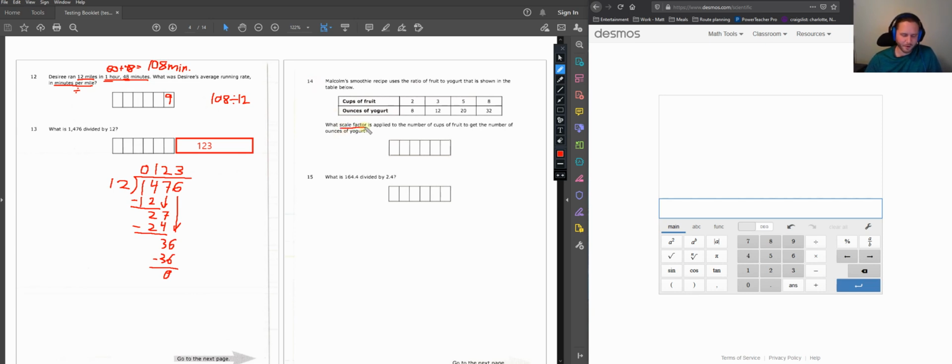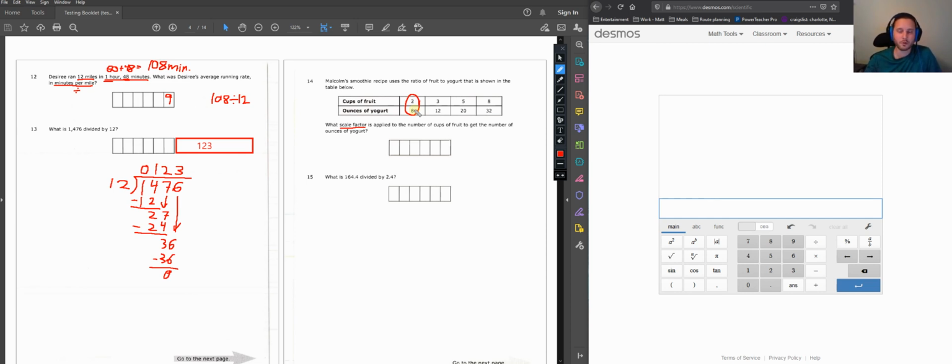Now, scale factor, it's unusual that they use that phrase. That is not really part of our vocabulary. If you ever hear the term scale factor or what the rate is, they're referring to multiplication or division. So in this case, they're trying to ask you, what would I multiply 2 by to get 8? Or what would I divide 8 by to get 2? That number is the scale factor.